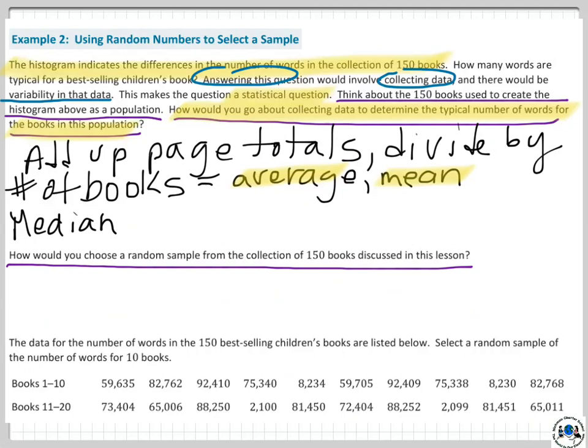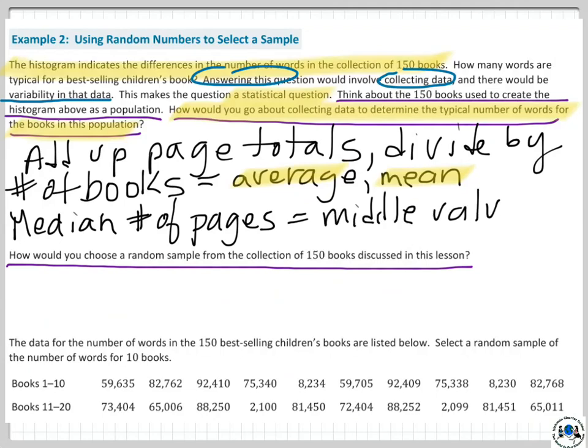You could line up all these books from the shortest book to the longest book, or the least number of words to the most number of words, and then you can find the one in the middle. So that middle value would be your median. You could do that. But the truth is that's probably not what we're doing, though these are absolutely statistics.